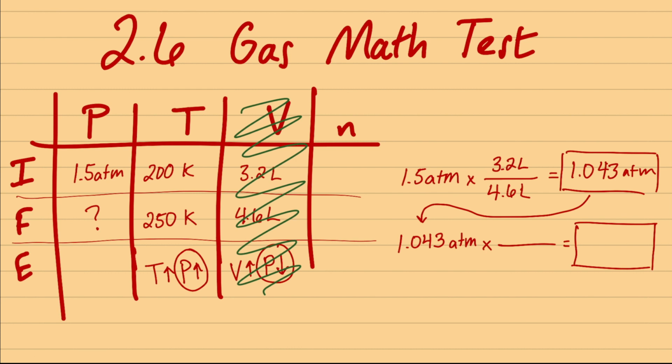If I want it to be bigger than 1.043, I'm going to put the larger temperature on top, 250 Kelvin over 200 Kelvin. And there we go. I'm going to take that 1.043, multiply it by 250, and then divide my whole thing by 200. And I'm going to get 1.30 atmospheres. And that is my final answer.